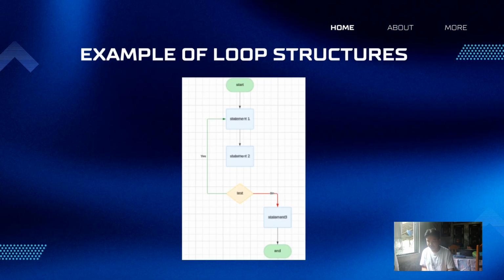Example of loop structure. So it starts, statement 1, and then statement 2. Also, it has this decision, no? If yes, it goes to statement 1, then back to statement 2, and if no, it goes to statement 3. And then it has found its condition.